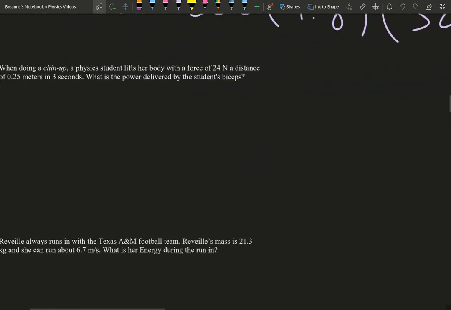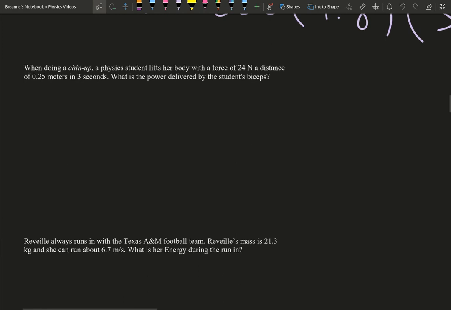Next question. So when doing chin-ups, a physics student lifts her body with a force of 24 newtons, a distance of 0.25 meters in 3 seconds. What is the power delivered by the student's bicep? So let's write down our givens. So what did it give us? It says a force is 24 newtons, a distance is 0.25 meters in 3 seconds.